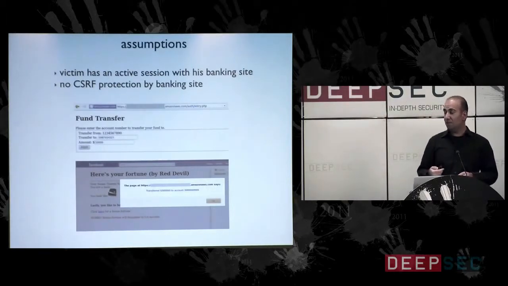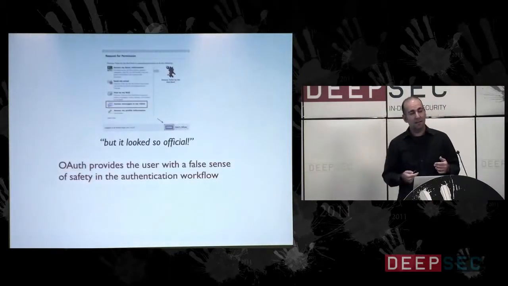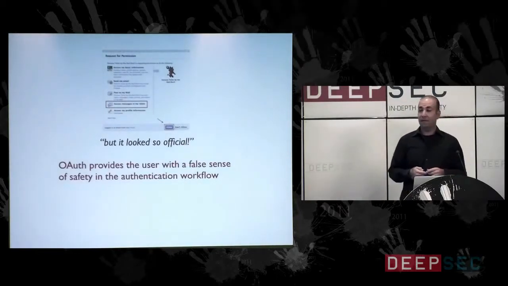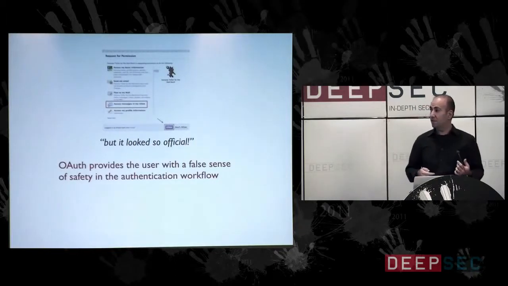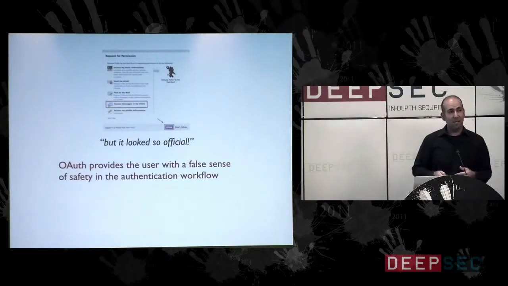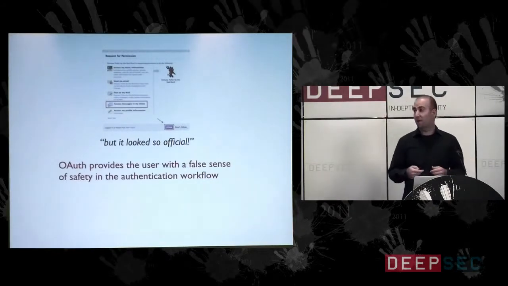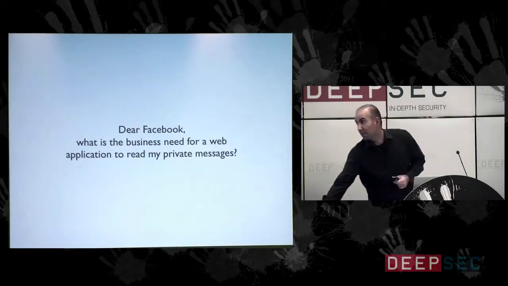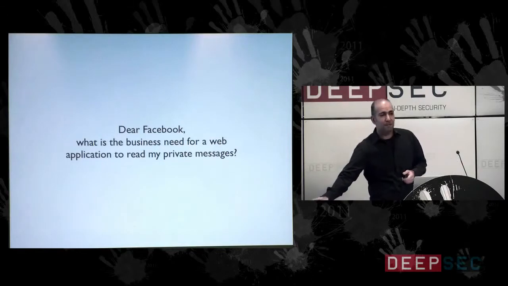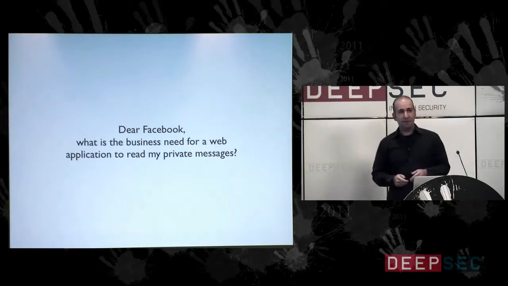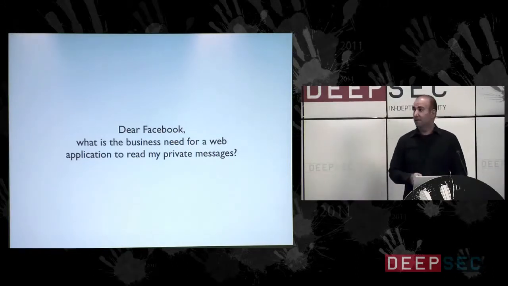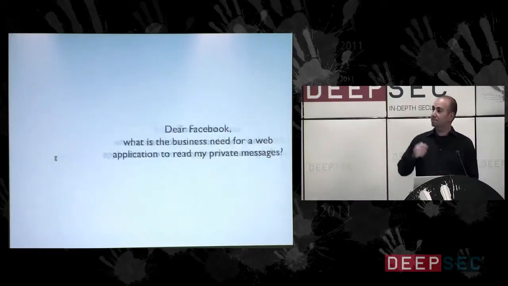But the issue that we're trying to point out here is that, once again, OAuth provides the user with a false sense of security around the entire authentication and authorization workflow, because everything looked legitimate, everything looked as if this was condoned by Facebook. Maybe you and I would realize that, but I think a typical user will have a problem with that. I'd really like to know why Facebook would ever allow some random third-party client application to access my inbox messages. That's like giving an application access to your email. But I'm sure there's a business reason for it.